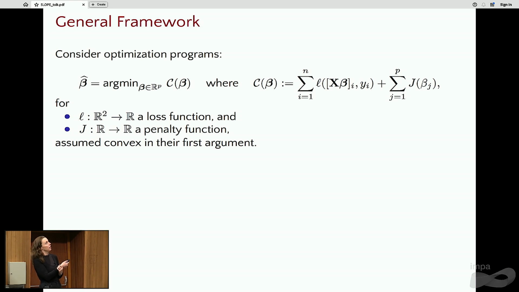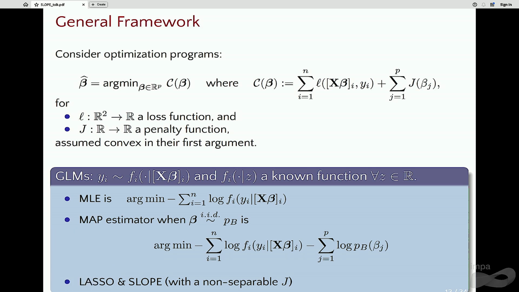So I have an estimator that minimizes a cost function, where the cost function, again, is some data fit term represented by some general loss function here, and then some regularization or penalty term. And I'll assume that they're both convex in their first argument. And so there's a number of estimators that have these properties. So the maximum likelihood estimator, the maximum a posteriori estimator, things like lasso, slope, ridge, whatever your favorite regularization is.